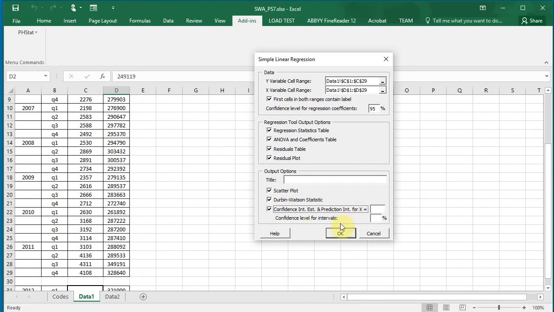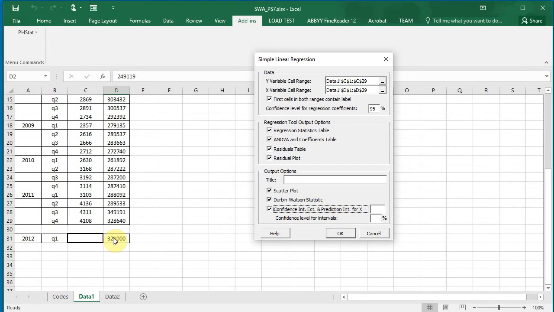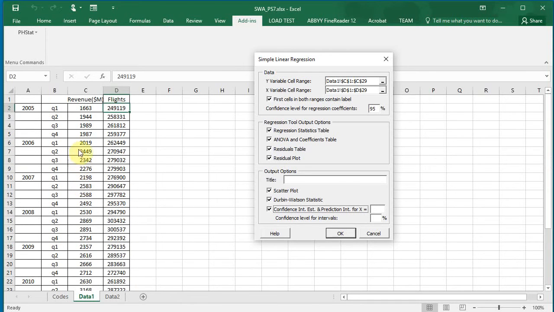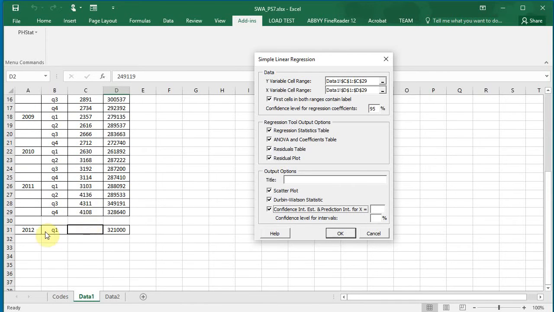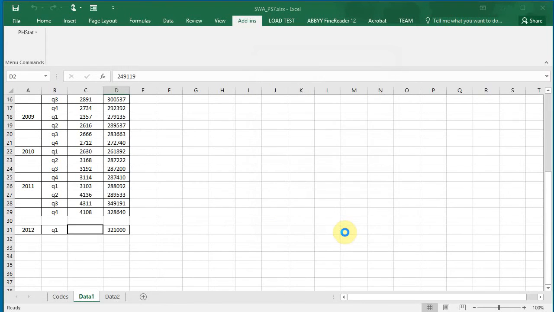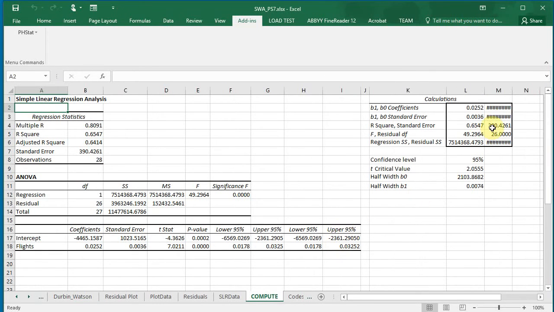And for the confidence interval estimate, we're going to type this number in to try to predict what the revenue value would be for quarter one with 321,000 flights. So X equals 321,000. And we're going to do 95%. And click OK. And this pops up.